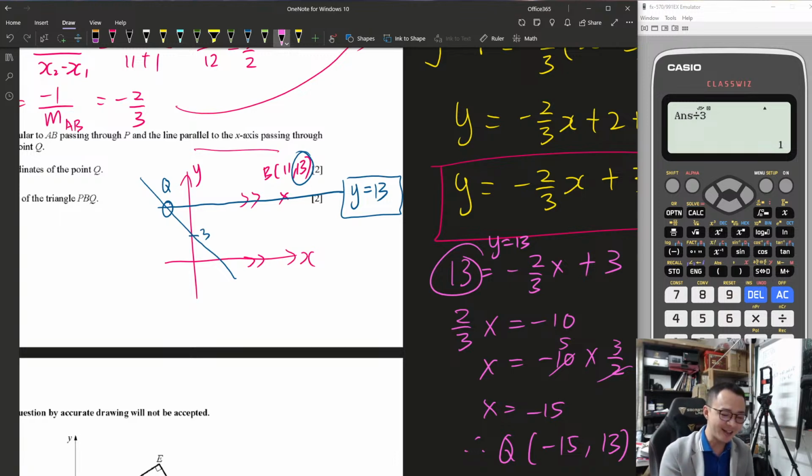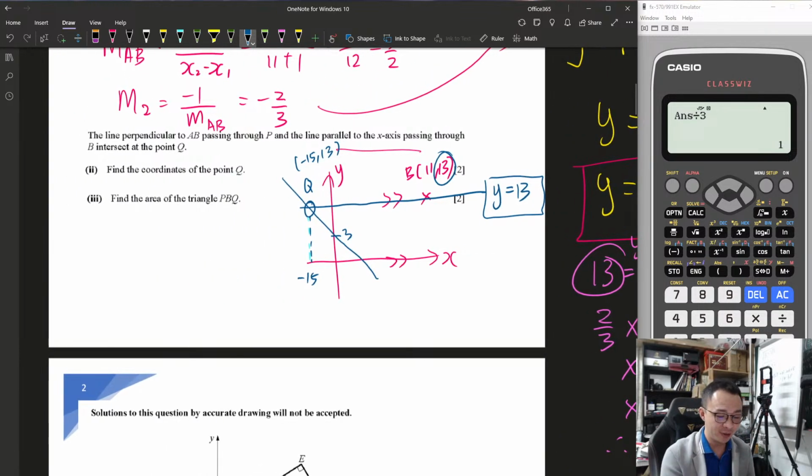So this is how I get my coordinate Q. And you see it actually makes sense, because if you sub into it, you get the x value as negative 15. Yeah, definitely my drawing is not perfect. So this one is negative 15, and this line you can see is y equal to 13. So Q is negative 15, 13. Do you get the overall idea? This is how I get coordinate Q. I get 2 marks. And the question asked me to find the area of PBQ.